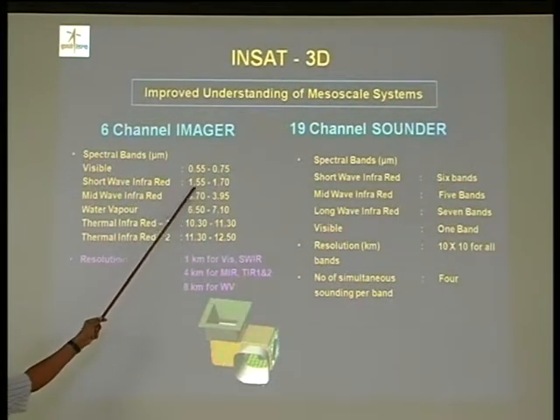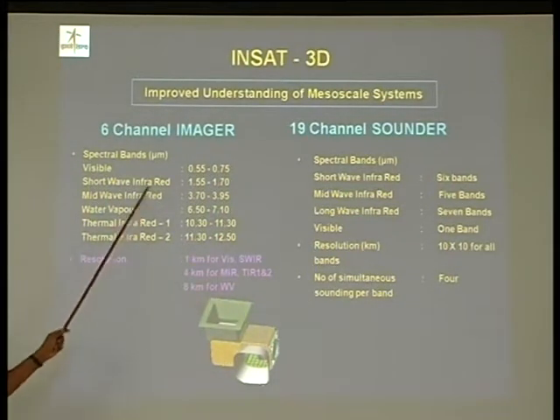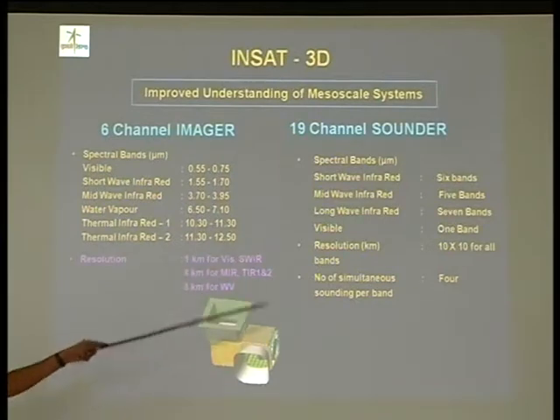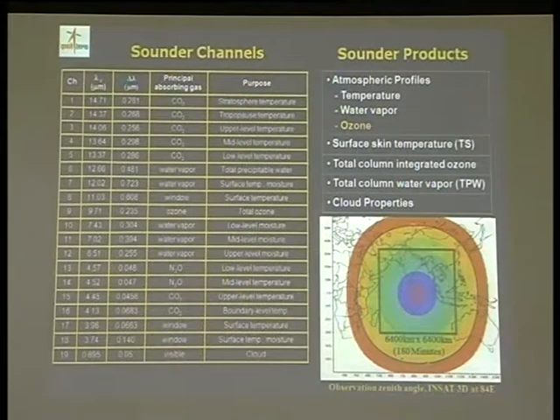And we are adding one more channel here, because we know that this is sensitive to snow and ice. So for cumulus clouds or snow or ice detection, we can use this channel. And then we have a 19-channel sounder. These channels I will show in the next slide.